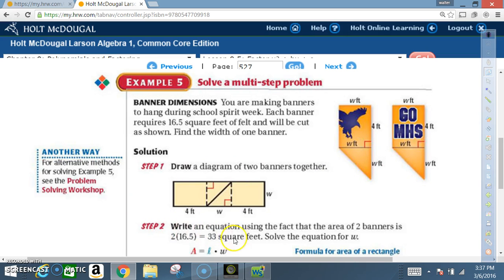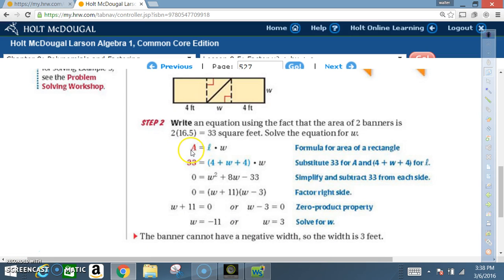Step 2. Write an equation using the fact that the area of the two banners is 2 times 16.5, which is equal to 33 square feet. Solve the equation for W. So we know that the area of a rectangle is A is equal to length times width. So the area, 33, is equal to 4 plus W plus 4 times W.